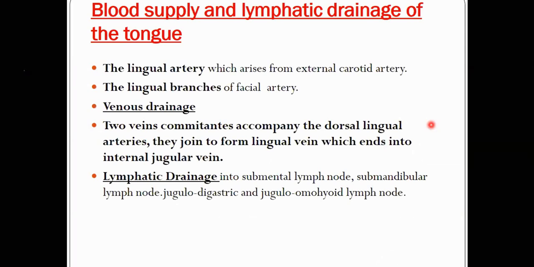Blood supply and lymphatic drainage. The lingual artery arises from the external carotid artery. The name is lingual artery, supplying the blood. Lingual branches of the facial artery also supply blood to the tongue. Venous drainage: two veins accompany the dorsal lingual artery. They join to form the lingual vein, which ends in the internal jugular vein. And lymphatic drainage: the submental lymph node, submandibular lymph node, and jugulo-digastric and omohyoid lymph nodes, all lying below the tongue, drain your tongue.